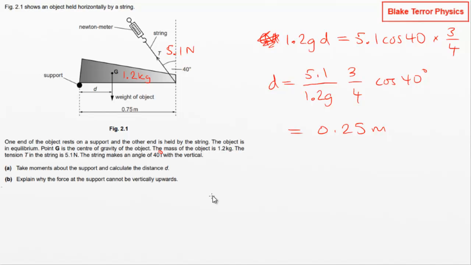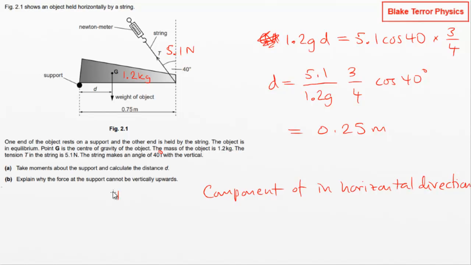Explain why the force at the support cannot be vertically upwards. Right, well, if it's in equilibrium, there's no net force on it, and there's a component of the tension in the horizontal direction.